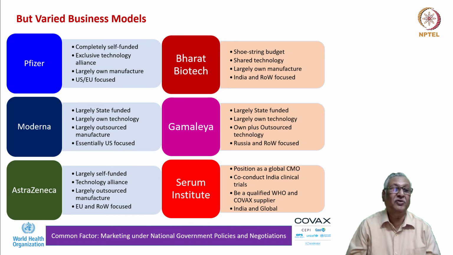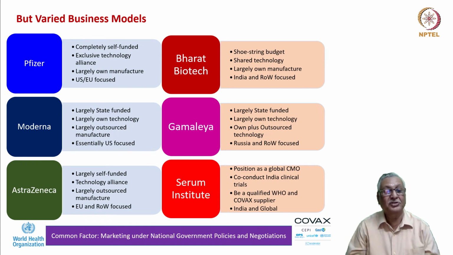Pfizer completely self-funded itself. It had its own exclusive technology alliance with BioNTech. It did all of its manufacture by itself and remained focused on the US and EU. Moderna was largely state-funded under Operation Warp Speed and had largely owned technology. It outsourced its manufacture and was essentially US focused. AstraZeneca also was largely self-funded. It had a technology alliance with Oxford University. However, it largely outsourced its manufacture and was focused on the EU and the rest of the world.